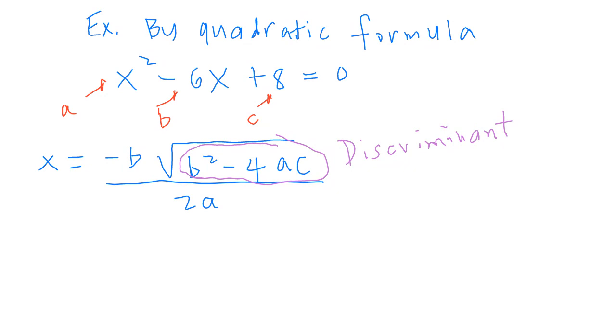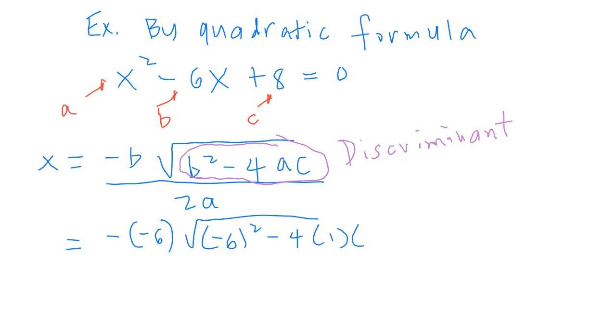So here we're just plugging in. Our b is negative 6. We already have a negative here, so be careful. That's a negative 6 here. And then the square root of negative 6 to the power of 2, that's your b squared, minus 4, our a is 1 and our c is 8. And then divided by 2, our a is 1. If you don't have anything beside your x squared, that's understood as 1.